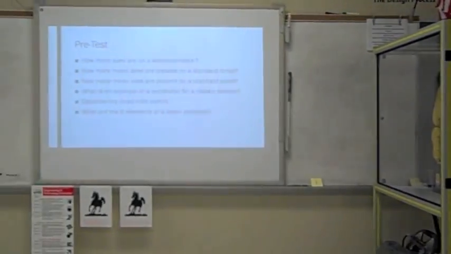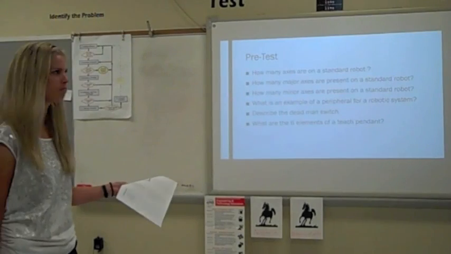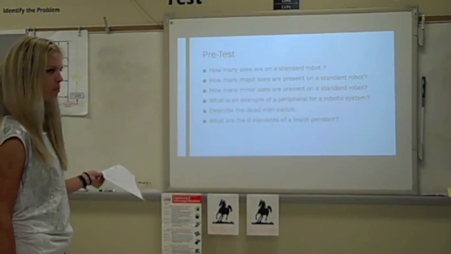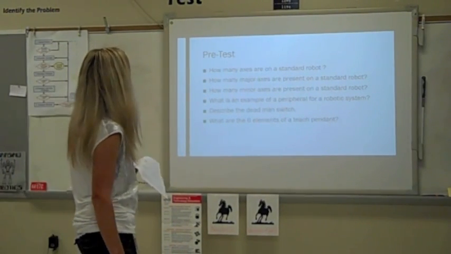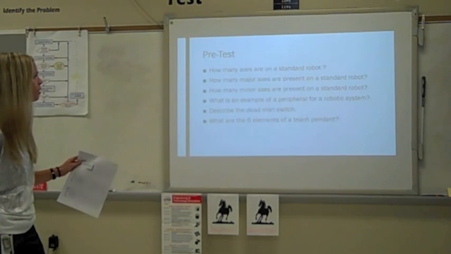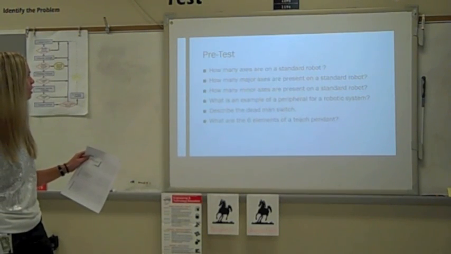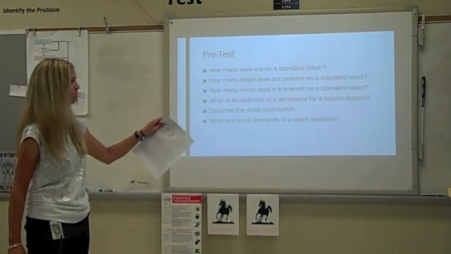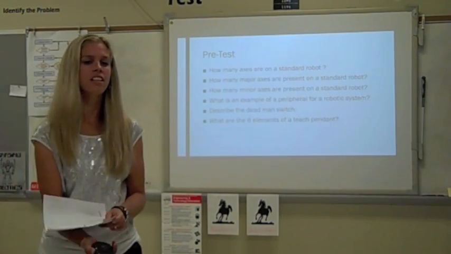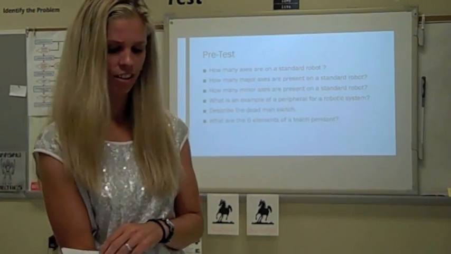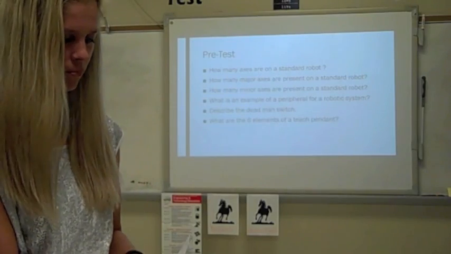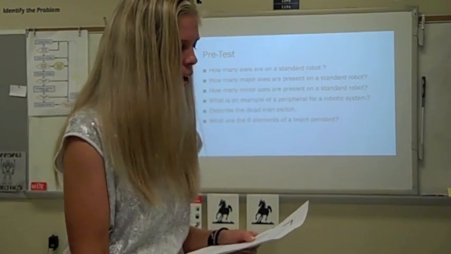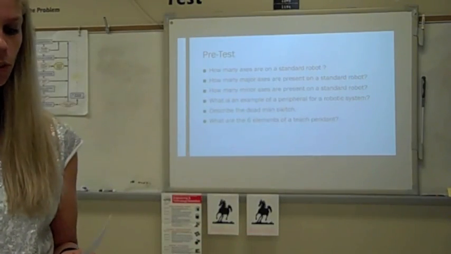So how many axes are on a standard robot? Just a number. Second question, how many major axes are present on a standard robot? And then the next question is, how many minor axes are on a standard robot? The fourth one, what is an example of a peripheral for a robotic system?